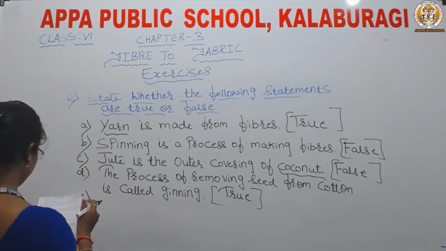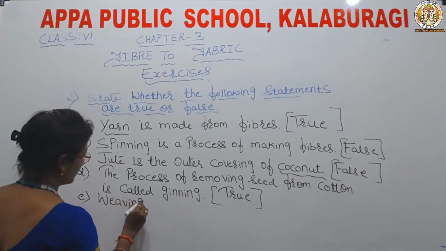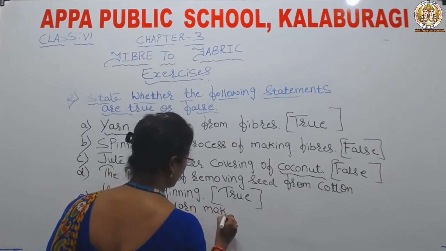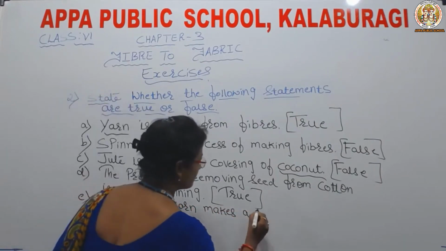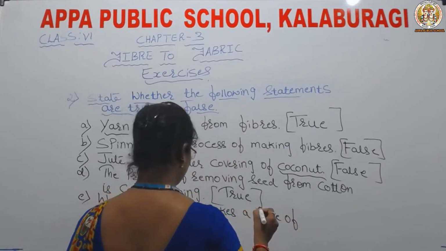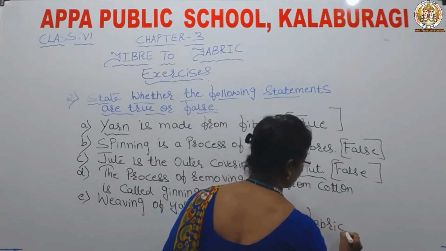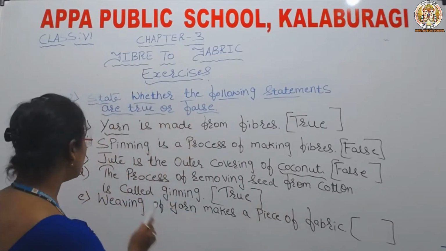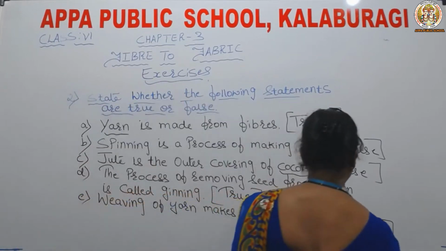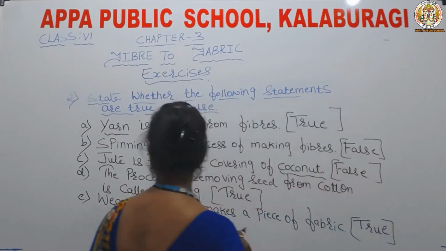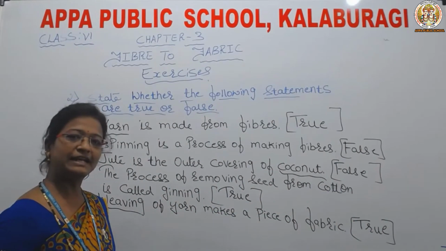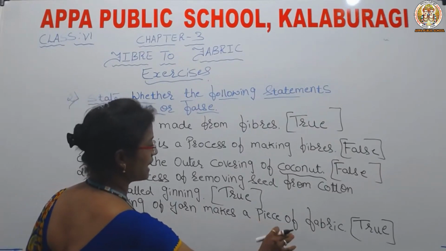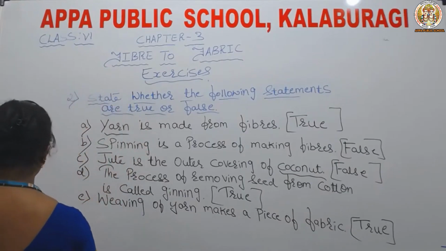Next question, E. Weaving of yarn makes a piece of fabric. So here what is the question? Weaving of yarn makes a piece of fabric. Yes, absolutely it is right. So the answer is true. One more way to make a piece of fabric is knitting. So weaving of yarn makes a piece of fabric is the correct answer.